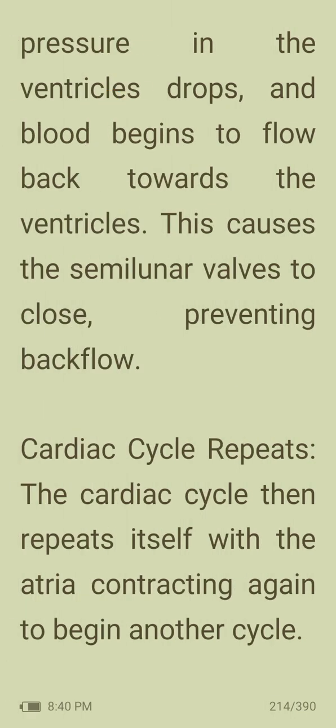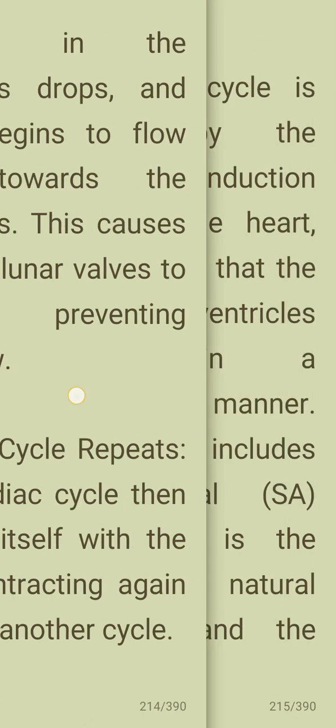During this phase, the pressure in the ventricle drops and blood begins to flow back towards the ventricle. This causes the semilunar valves to close, preventing backflow. Then the cardiac cycle repeats. The cardiac cycle then repeats itself with the atria contracting again to begin another cycle.